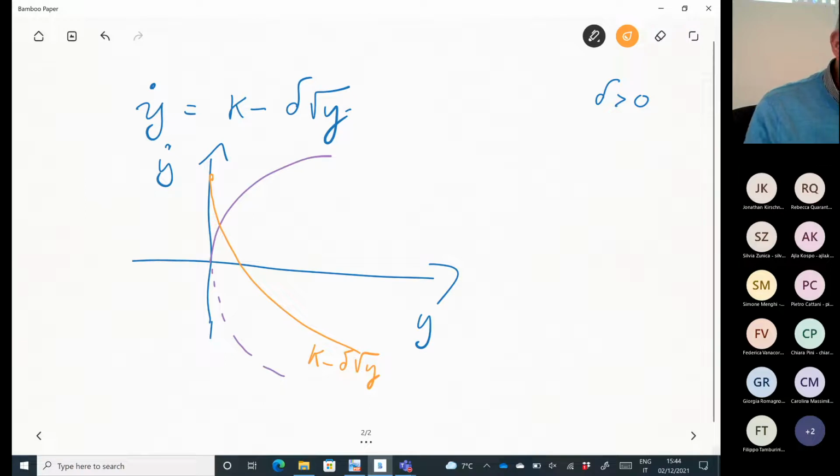What would be the steady state in this case? The steady state in this case would come out from the equation k minus delta square root of y equal to 0. So the square root of y would be equal to k divided by delta, okay? And y would be k divided by delta, squared.